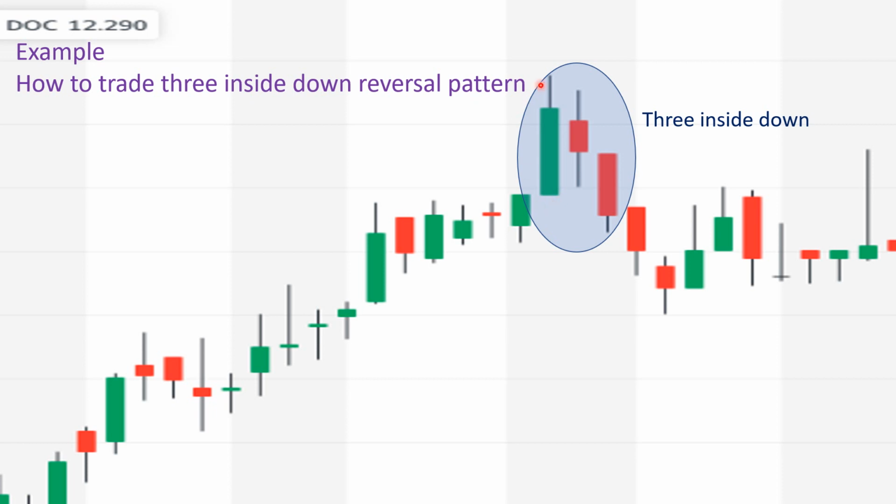So if you see this pattern at the top of an uptrend, you can exit the market as soon as the price drops below the close price of this bearish candle, and you put your stop loss maybe 1 or 2 ATR above the high of the pattern. So that's how you trade the 3 inside down reversal pattern.